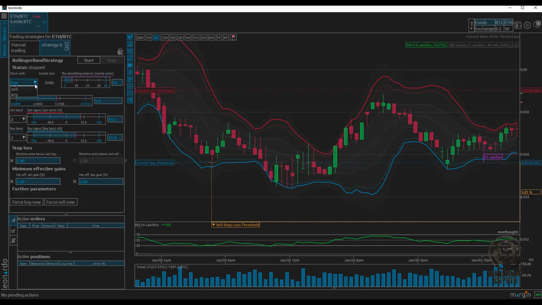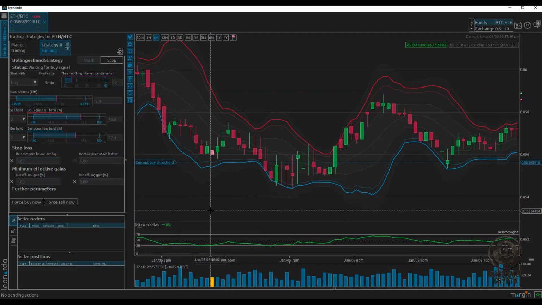You can also tell the bot if it should start by buying or selling. So that's another feature. I'm going to start with the buy. Have it on 6 hours. So I'm just going to leave it as it is right now. And all you have to do then is start. And that's it. So the bot is working.